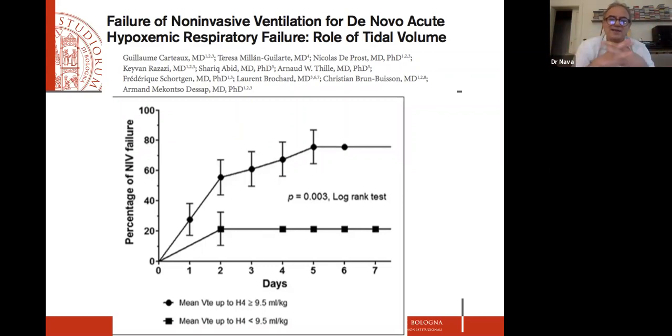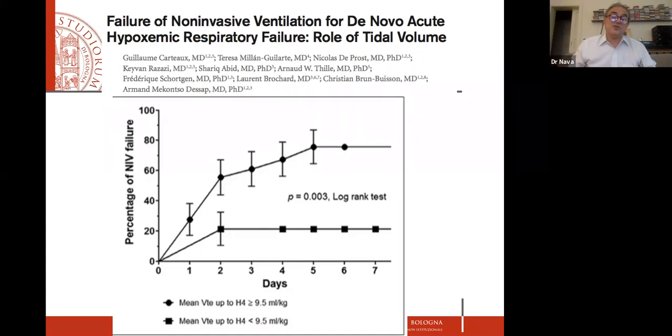So a simple way is to see how big is the tidal volume that the patient is generating. In this study, it has been shown that if you develop a tidal volume higher than 9 ml per kilo, compared to patients that develop a lower tidal volume, you may increase the risk of NIV failure. Why this? Obviously, because you perform a lot of effort with your respiratory muscle, your transpulmonary pressure is higher and tidal volume is also higher.